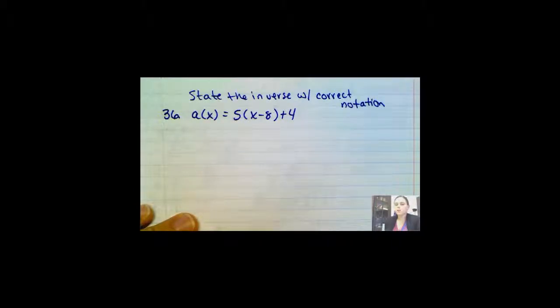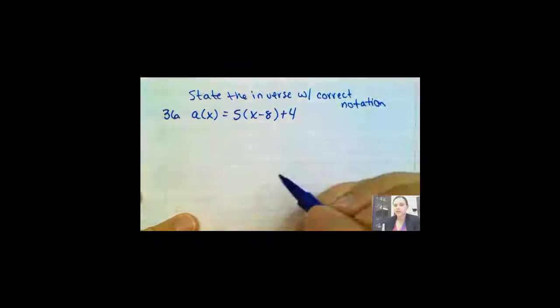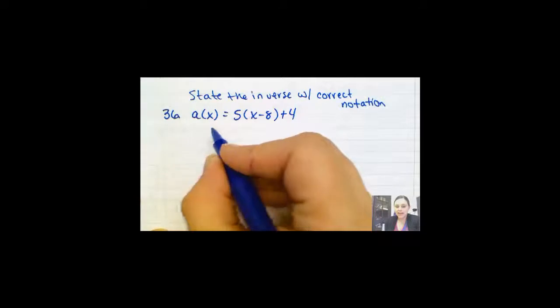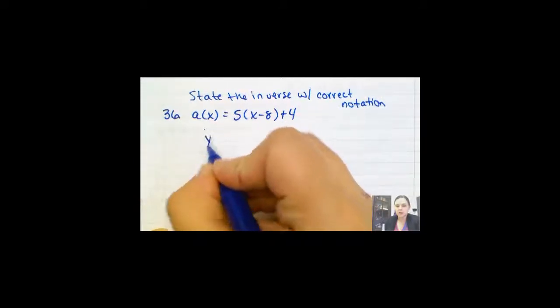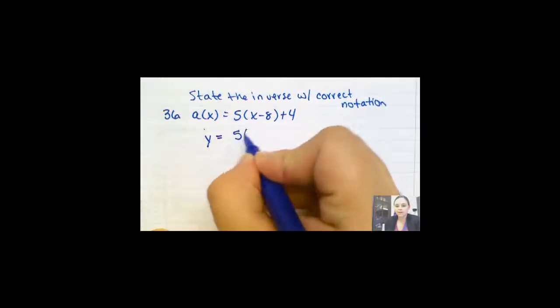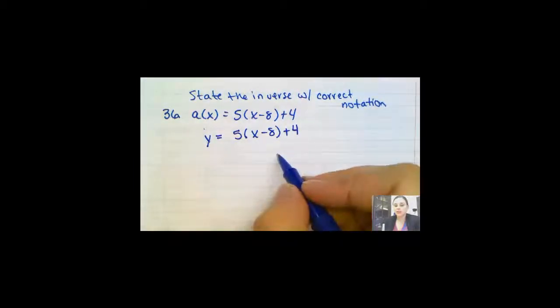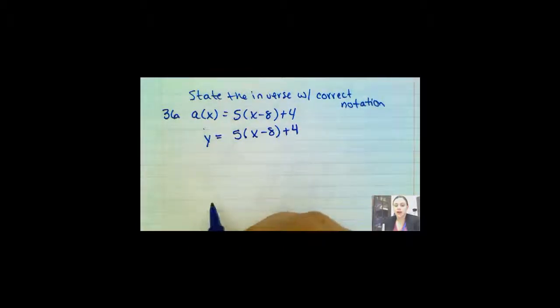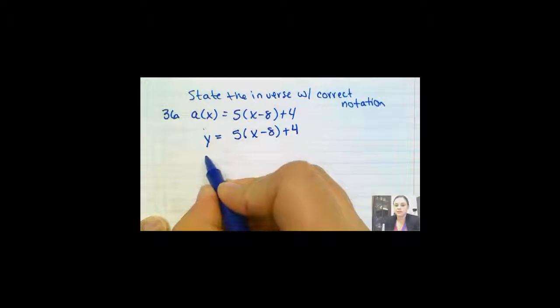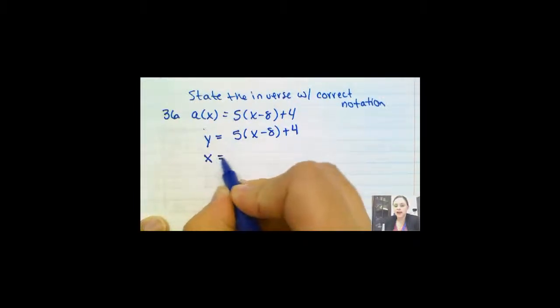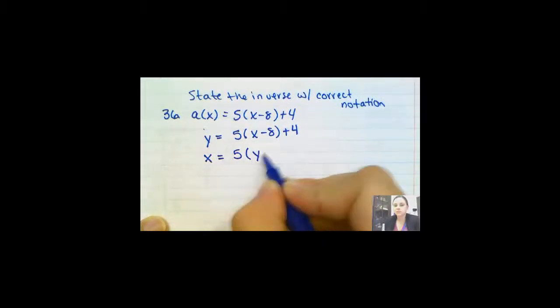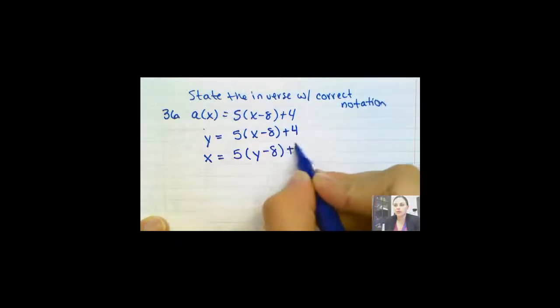For number 36, we want to state the inverse of this equation using the correct notation. So the first thing I'm going to do is take out the a of x and change it to be y equals. To do the inverse, we want to switch our x and our y coordinates. So having the y there makes it a little easier to see what's happening. So I'm going to change this to be x equals 5 times y minus 8 plus 4.